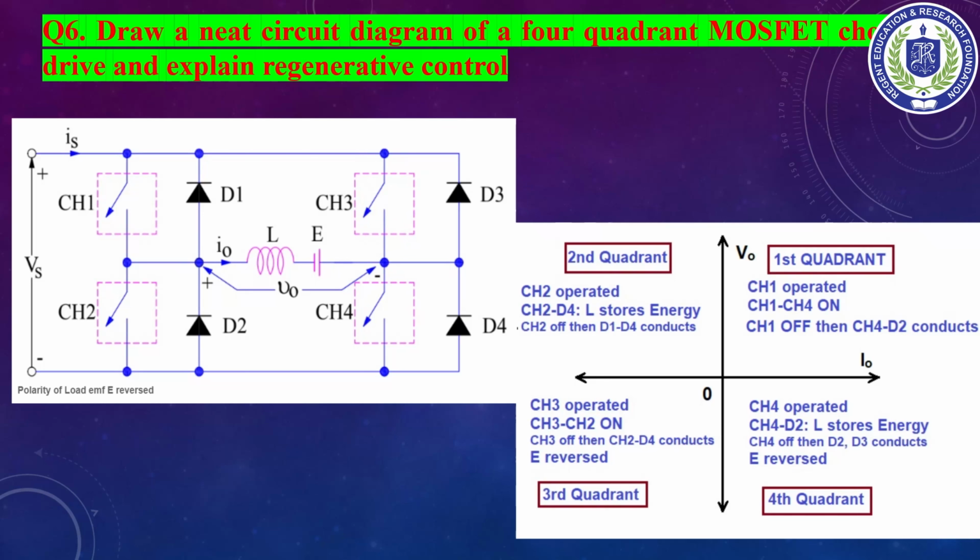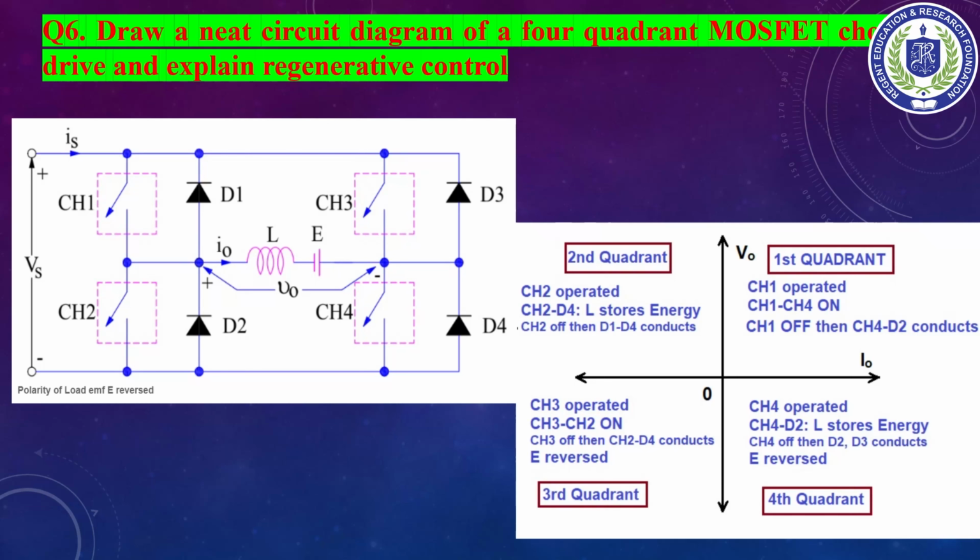So to understand this circuit easily, we have the VI characteristics, or four quadrant representation. In that, on the x-axis we have the output current, and on the y-axis we have the output voltage.